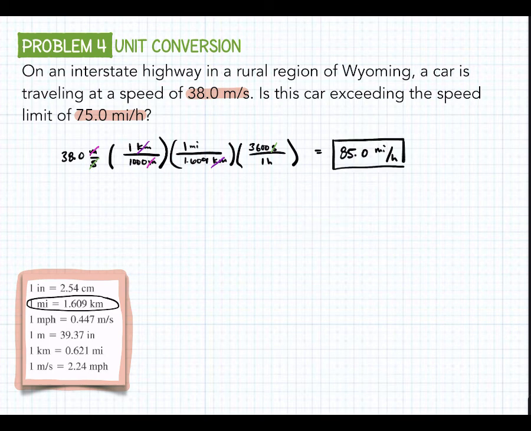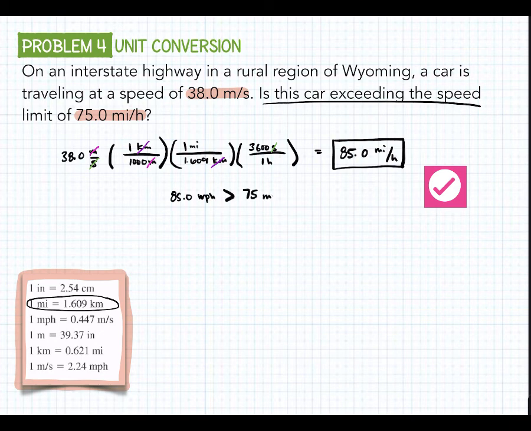But what are we comparing this to? The question is whether the car is exceeding the speed limit, not what speed the car is going. So because 85 miles per hour is greater than the speed limit, 75 miles per hour, we are exceeding the speed limit.